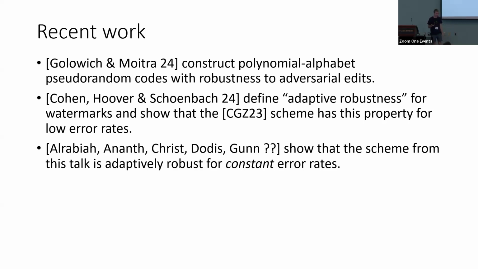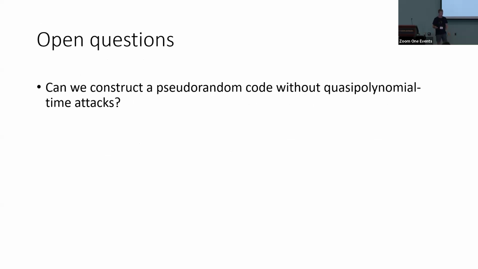So another upcoming work should be out in a few weeks also. We show that the scheme from this talk that I already showed you also satisfies this adaptive robustness notion for constant error rates. And this I think is pretty cool. It uses some coding theory stuff. So yeah, I think there's a lot to do there. But let me tell you the two biggest open questions, in my mind.